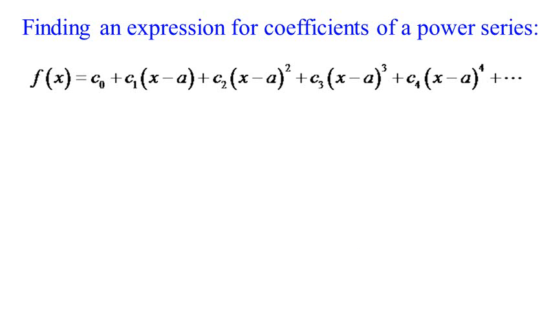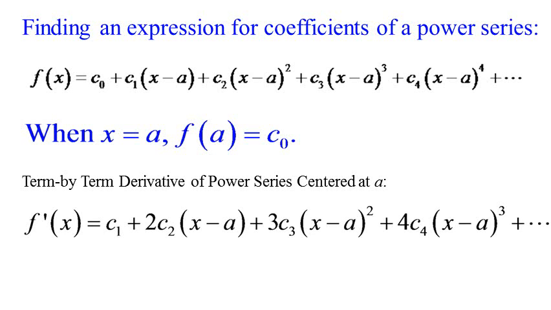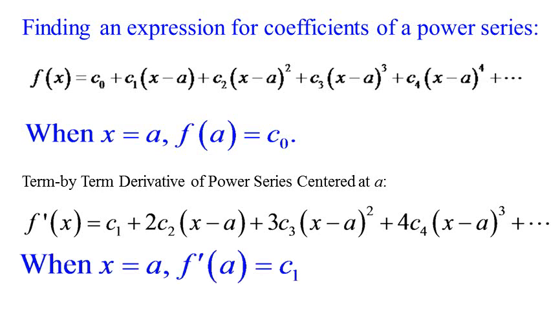Now I'll find an expression for those coefficients. Substituting a for all the x's, I find that f of a is equal to the constant c sub 0. Now I'll take the derivative of both sides, and if I substitute a for all the x's again, I find that the first derivative at a is equal to the constant c sub 1.